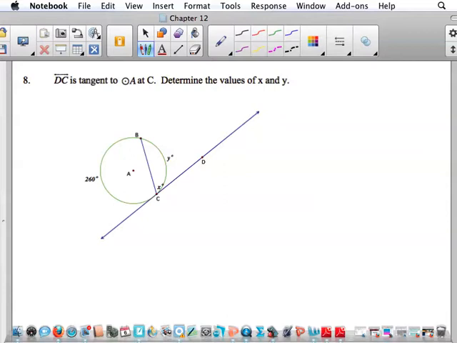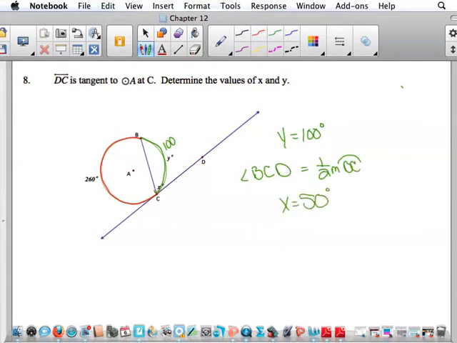So you know, if this arc is 260, then this arc is 360 minus 260, or 100. So therefore, y is equal to 100 degrees. And then remember the relationship between that angle BCD is 1/2 the arc measure of BC. So therefore, x is equal to 50 degrees.